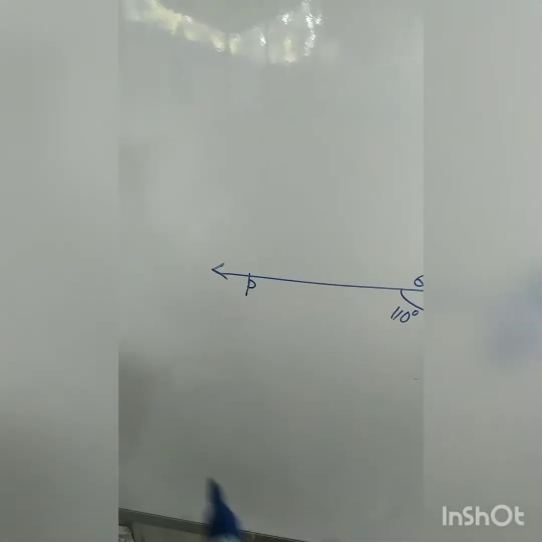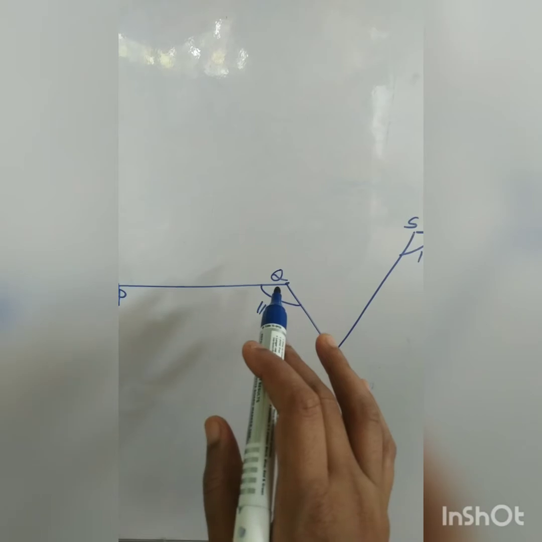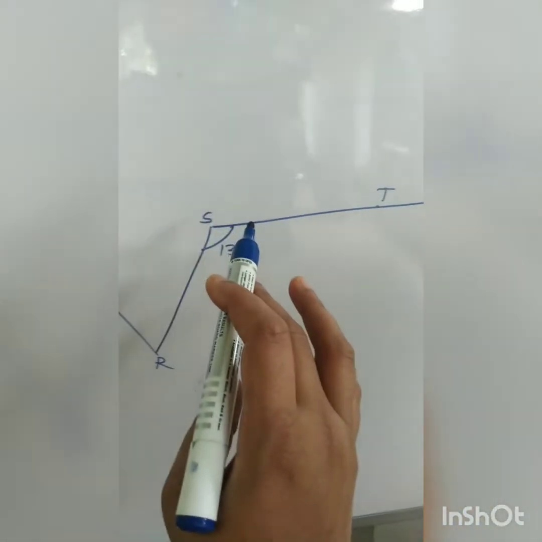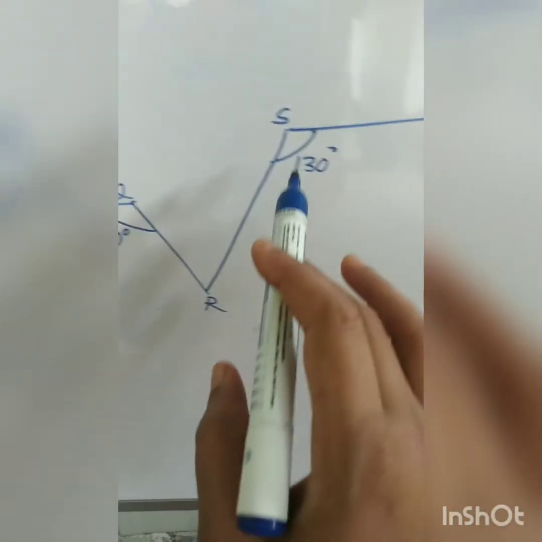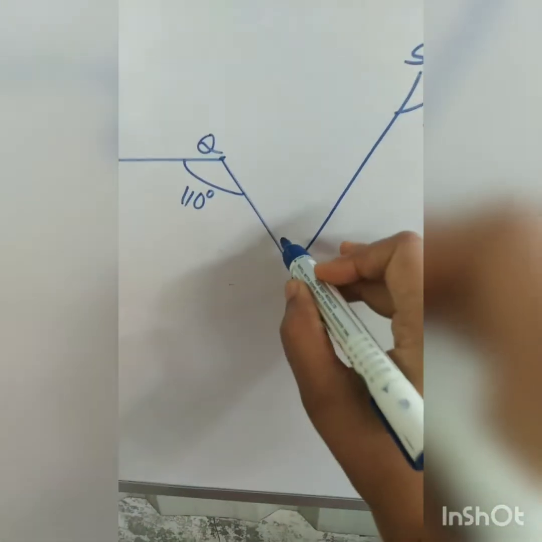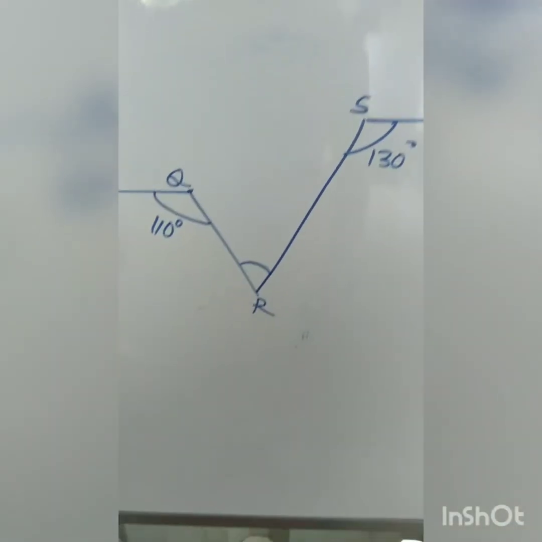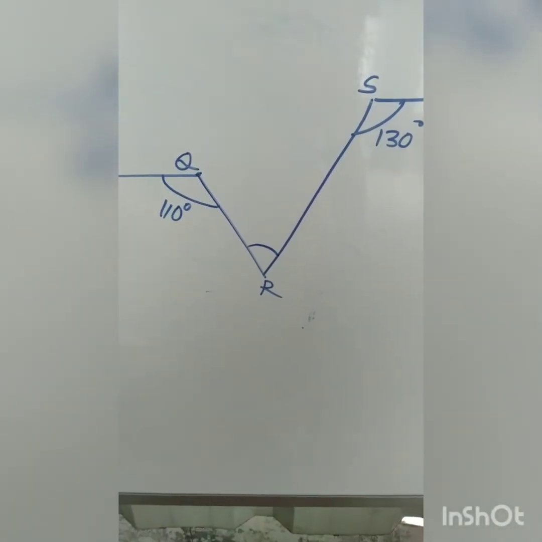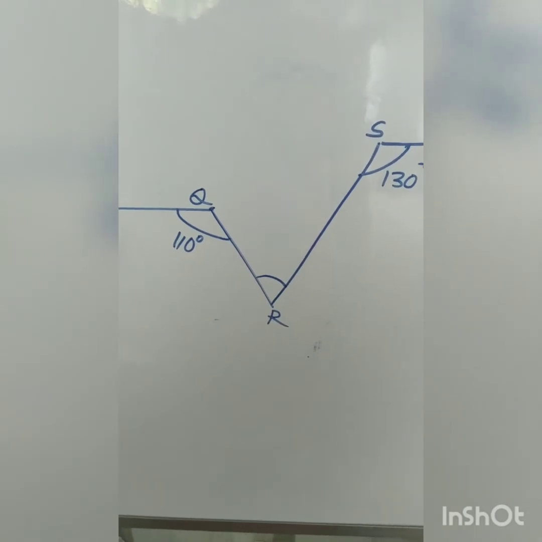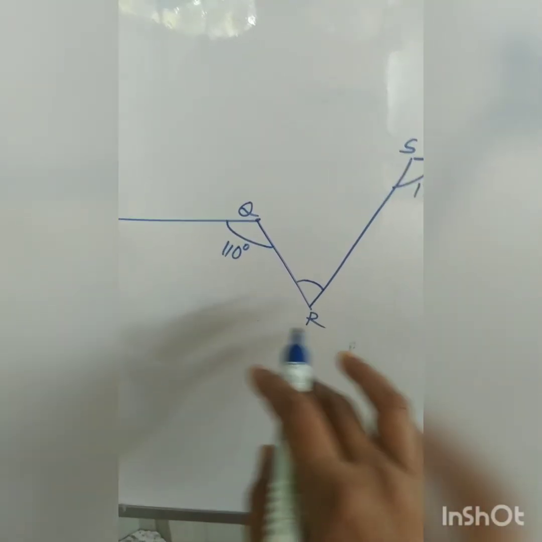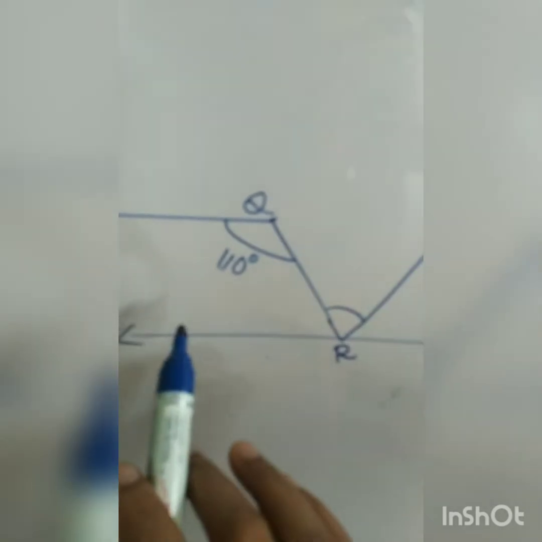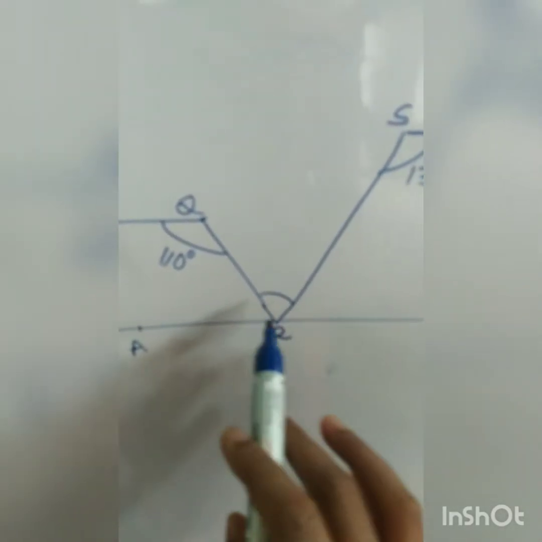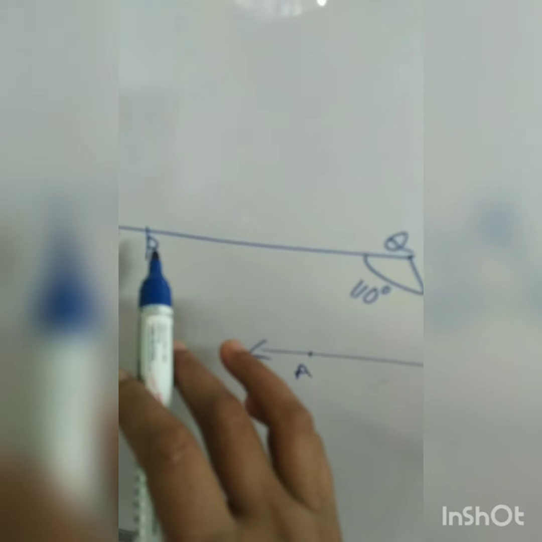Question number 4. See, PQ is parallel to ST and angle Q is given as 110 degrees, angle S as 130 degrees. We need to find this angle. Here we have to do one construction. Draw a line through R parallel to PQ. So let us do that. See, I have drawn a line through R parallel to PQ.